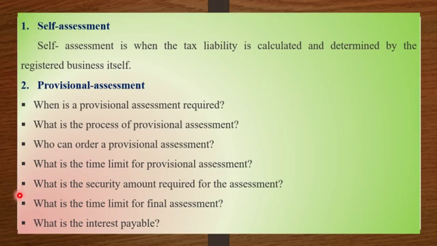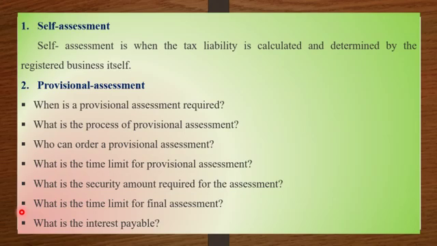Then, what is the time limit for final assessment? Once the bond is made, the proper officer would pass a final assessment order stating the final amount of tax which should be paid. This final assessment order would be passed within 6 months of intimation of the order which was issued as per the provisions of section 60 subsection 1 of the Act.